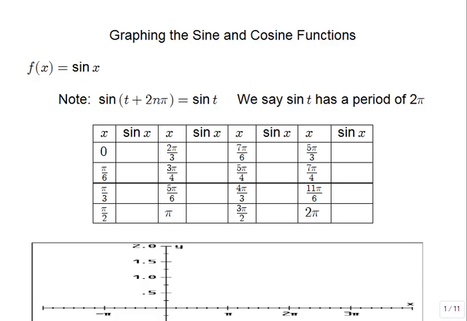Welcome to the video lecture on graphing sine and cosine functions. In this lecture we're going to learn how to graph the basic sine and cosine curves as well as transformations of each. So let's start with the sine curve, sine of x.